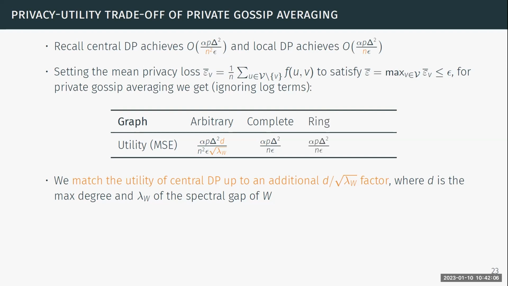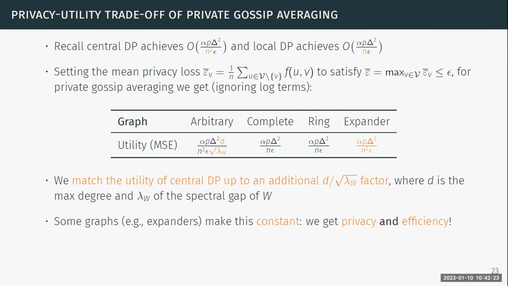Conversely, if you take a ring, this is bad too, right? Now the degree is constant, so that's good. But it mixes very badly. It takes a long time for information to propagate. Therefore, I need to do many iterations before I converge. And so again, I'm back to local DP. That's bad. But luckily, there are graphs that both mix well and have small degree, in particular graphs from the expander family.